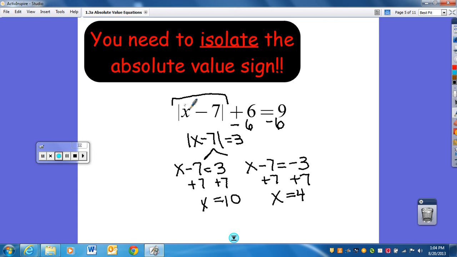We can substitute 10 into our absolute value. 10 minus 7 would be 3. The absolute value of 3 is 3 plus 6 would be 9. Or if I put 4 in, 4 minus 7 is negative 3. The absolute value being 3, and 3 plus 6 would equal 9.